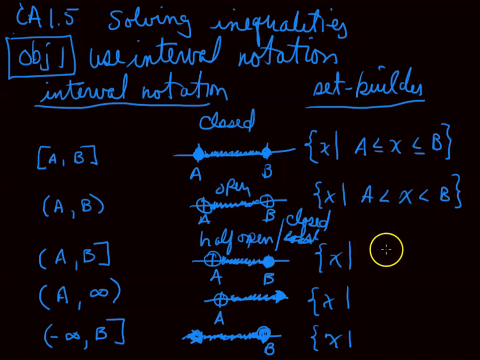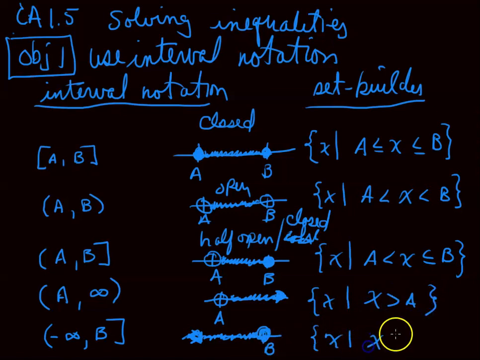Half open, either A is less than x is less than or equal to B, or vice versa. The B could be less than and the A less than or equal to. Here, x is greater than A, and here, x is less than B. You could say B is greater than x if you wanted to read it the other way, but usually they put the variable first. So these are the notations that we will be using along with graphing for all of these points.